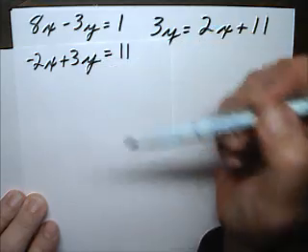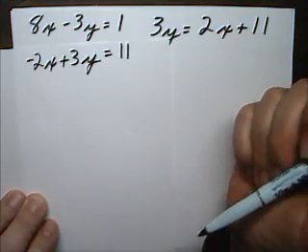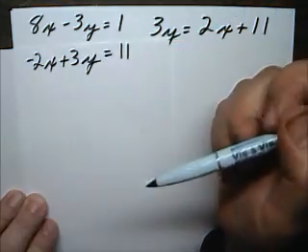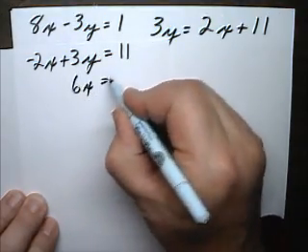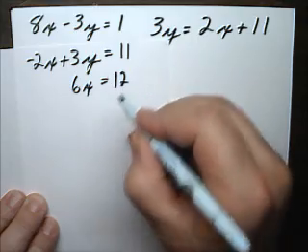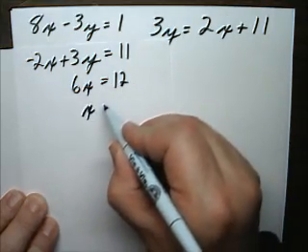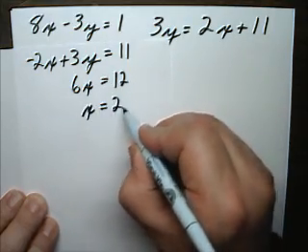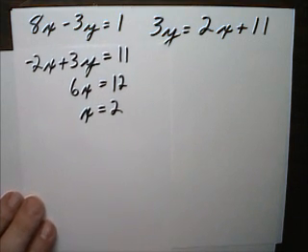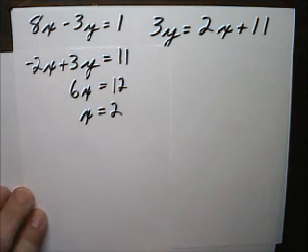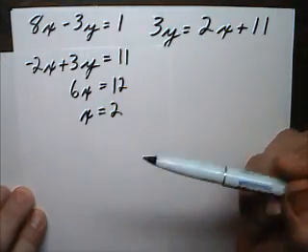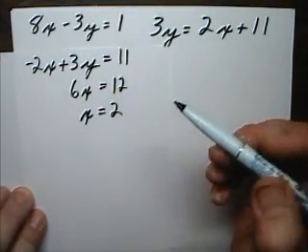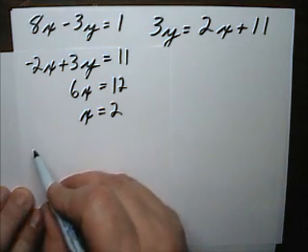The negative 3y and the positive 3y will add up to 0, and here I'll have a positive 6x. And 1 plus 11 is 12. So x equals 2. And the last step, of course, is to figure out what y is. And I can substitute into either one of these original equations, and I'll pick the first one.